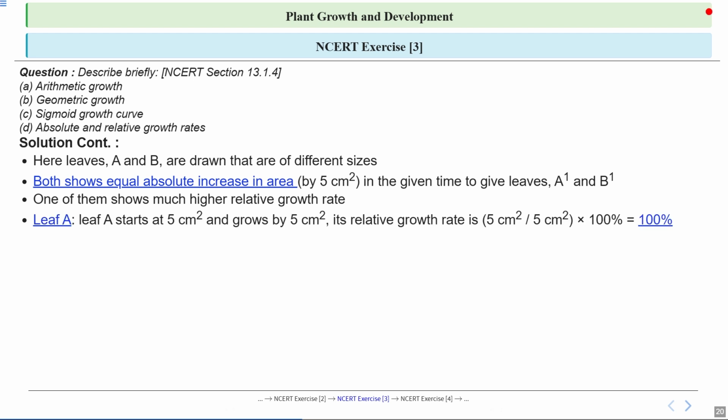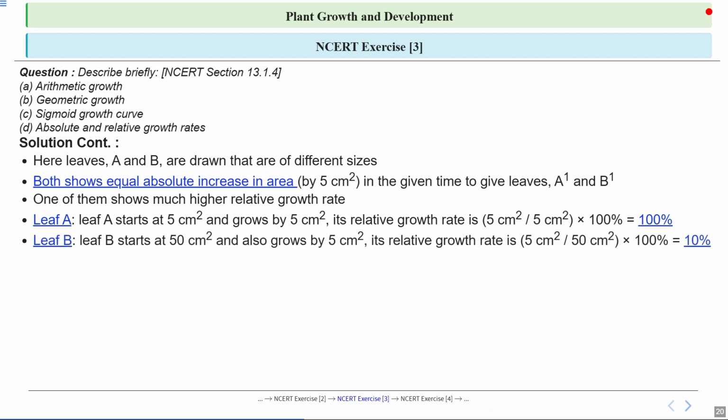If we talk about leaf A, we started at 5 square centimeters and grew by 5 more. The relative growth rate is 5 divided by 5, which means 100%. This means leaf A doubled in size, which is a huge change compared to its starting point. If we talk about leaf B, which started at 50 square centimeters and also grew by 5, the relative growth rate is 5 divided by 50 times 100%, which equals 10%. So even though both leaves grew by the same amount, the impact is much less for the larger leaf.